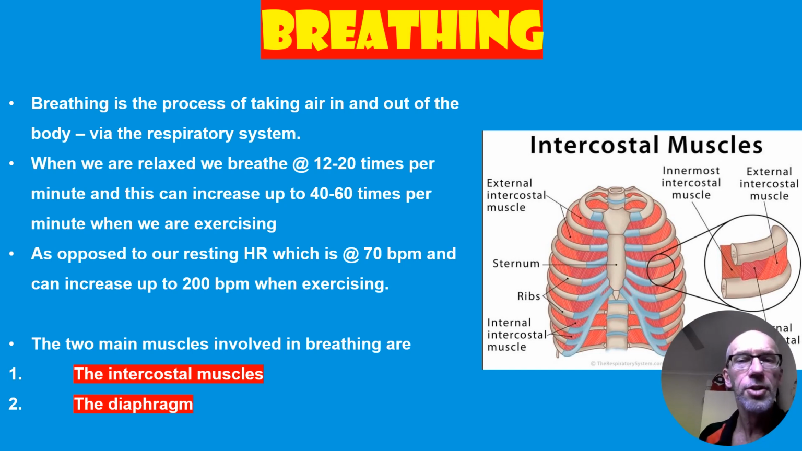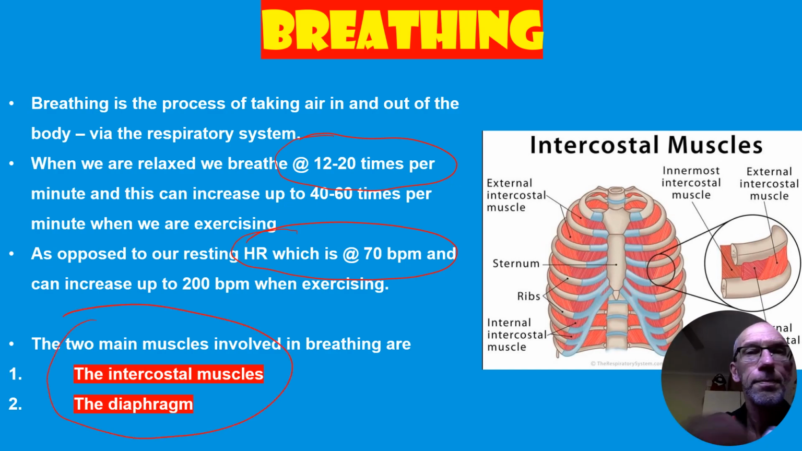So we're in the home stretch now. We're just going to finish off with the mechanics of breathing. You don't need to memorize the exact numbers here, but just be mindful that when we're relaxed, we're breathing about every 3 to 5 seconds, as opposed to our heart rate, which is more rapid. That's beating slightly more than once a second when we're relaxed. The two major muscles involved in the mechanics of breathing are our external and internal intercostal muscles. I'm not going to worry about differentiating those, and importantly, our diaphragm.